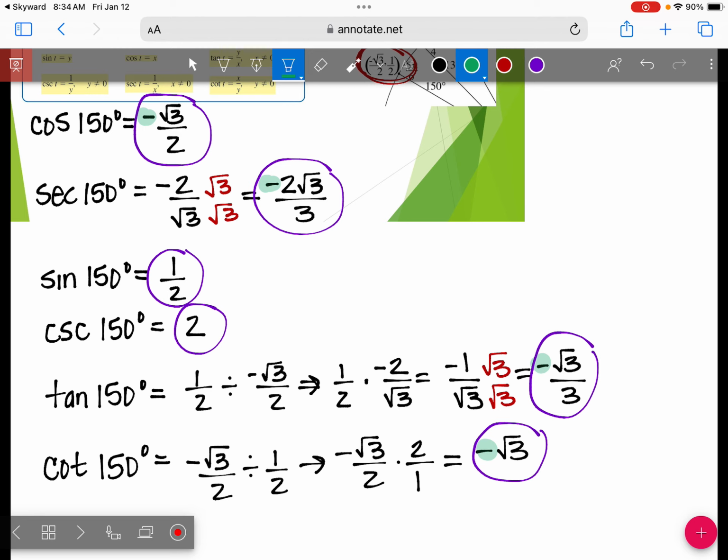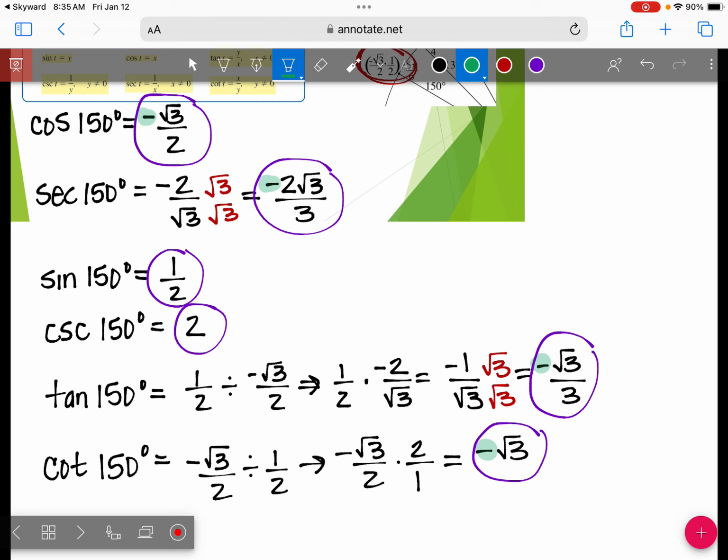Notice that only 2 of my answers are positive. Only my sine and cosecant are positive. The other 4 are negative. So cosine and sine just come straight from the unit circle. And then to find my secant, I have to flip my cosine. Cosecant, I flip sine. Tangent and cotangent are the quotient properties because we have to divide. So I'll give you a minute to compare your answers.